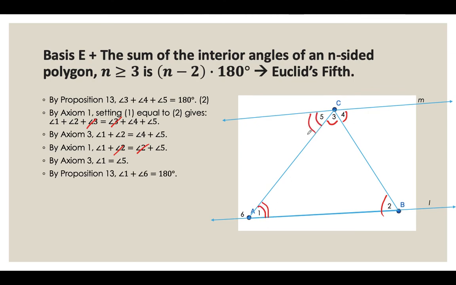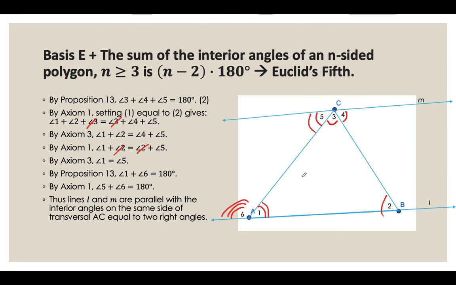By proposition 13, we also know that angle 1 and angle 6 add up to be 180 degrees. And thus, by substitution with axiom 1, we now know that angle 6 plus angle 5 would have to add to be 180 degrees. Thus, lines L and M are parallel, with interior angles on the same side of a transversal AC being equal to 2 right angles.